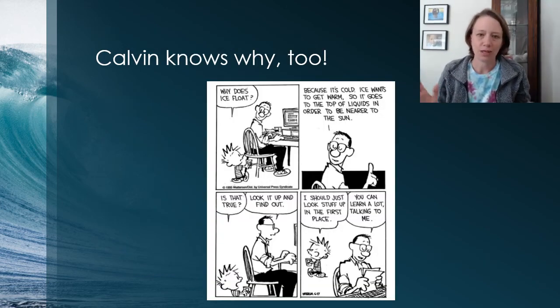I didn't want to leave you without one final comic, which I find pretty entertaining. Again, Calvin takes on floating objects, so hope you enjoy.